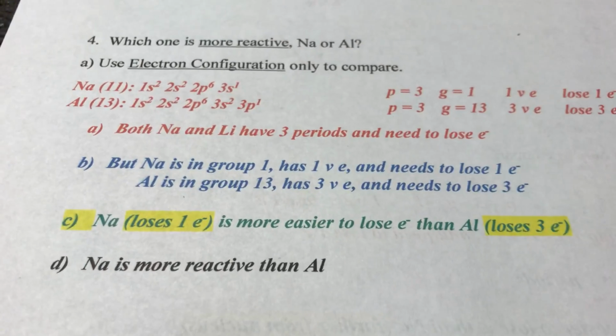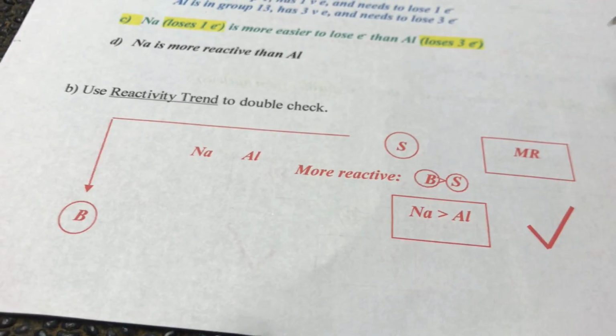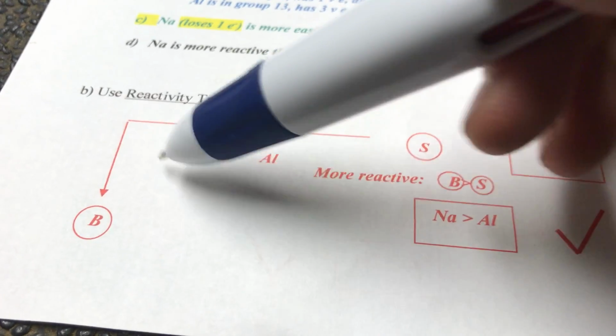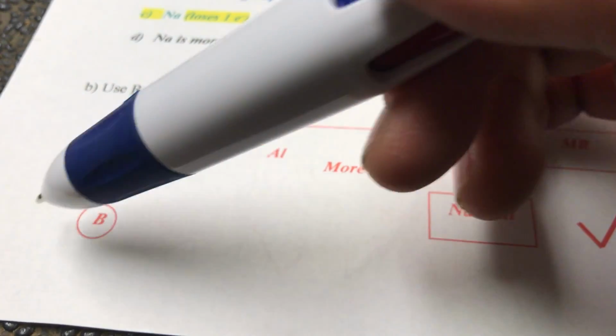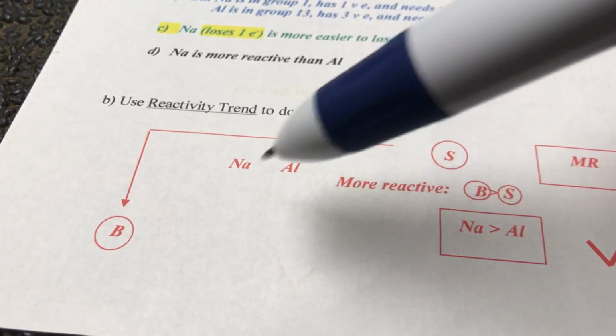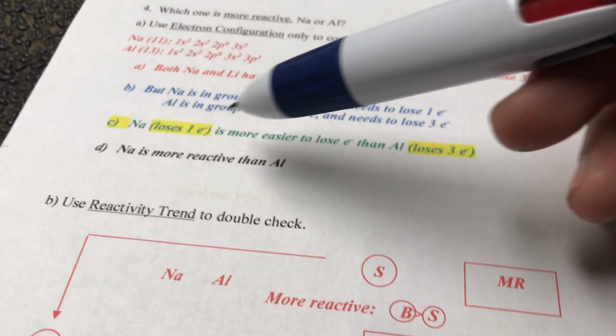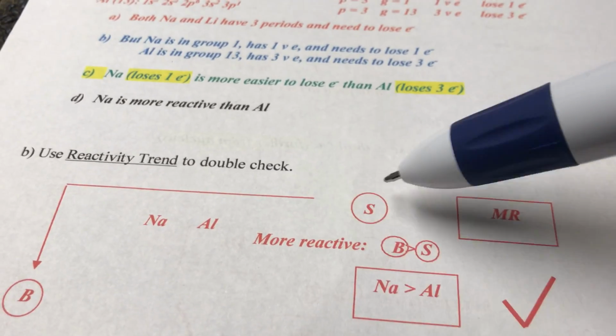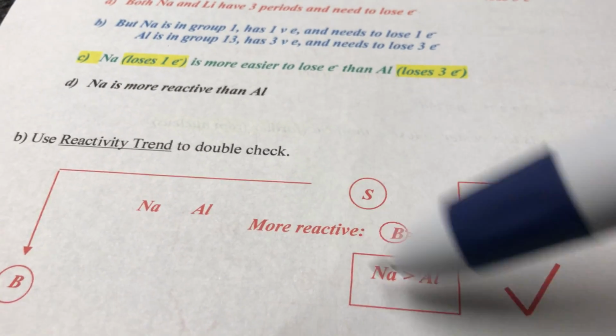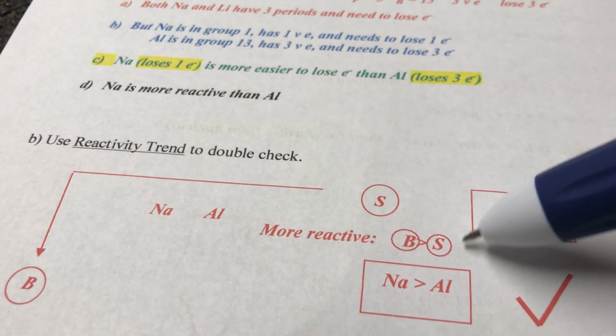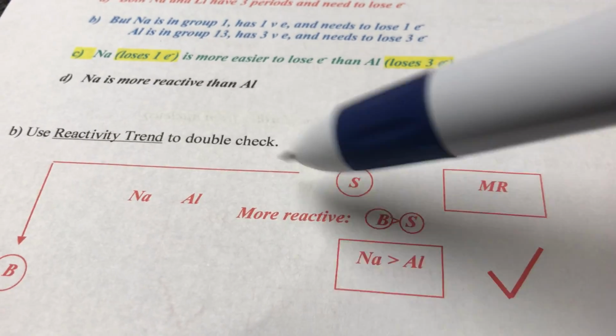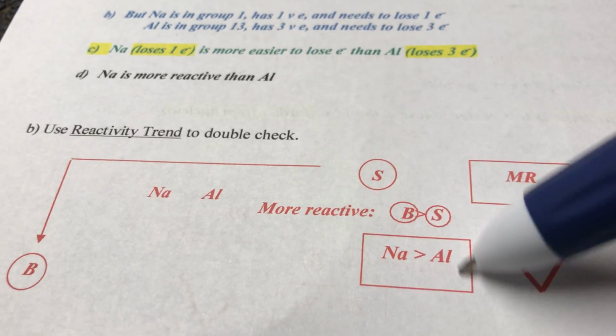So then we can use the trend to double check. Now this is metal reactivity. So we draw the trend. Metal is on the left hand side, so we put the big arrow and the big on the left, small on the right. We arrange Na and Al. Now the question is more reactive. So we write more reactive means we start with the big one. Start with the big one and then arrow to the small one. So we should start with Na because Na is near to the big. Okay, so Na greater than Al.